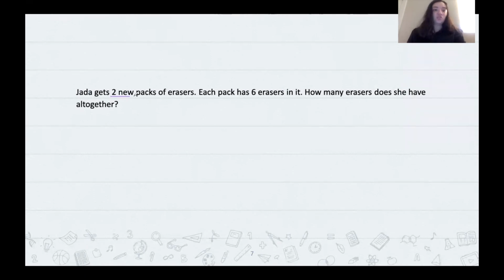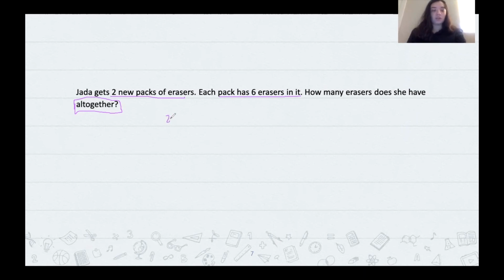So there, she gets 2 new packs of erasers. Each pack has 6 erasers in it. So how many does she have all together? That's another big word, all together. So that means we're going to multiply because it's not asking us for groups, it's asking us for all together. So I'm going to write my multiplication sentence.